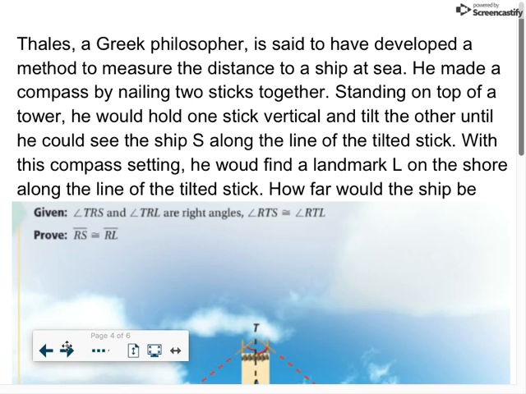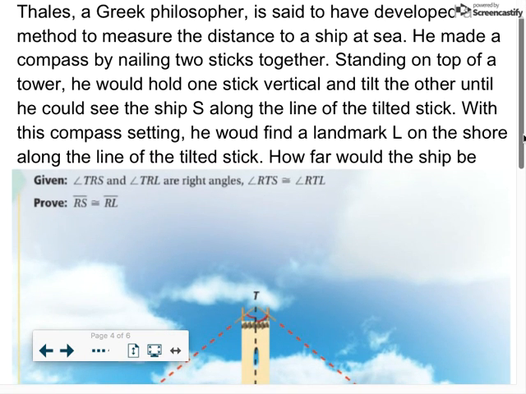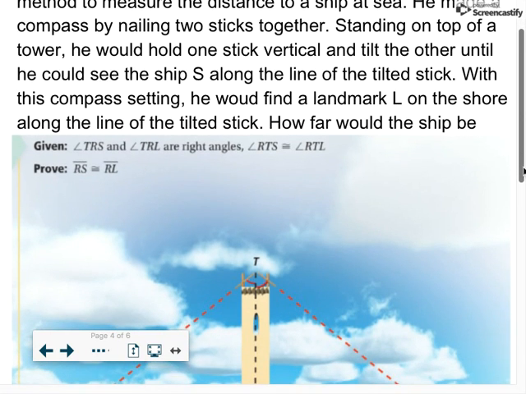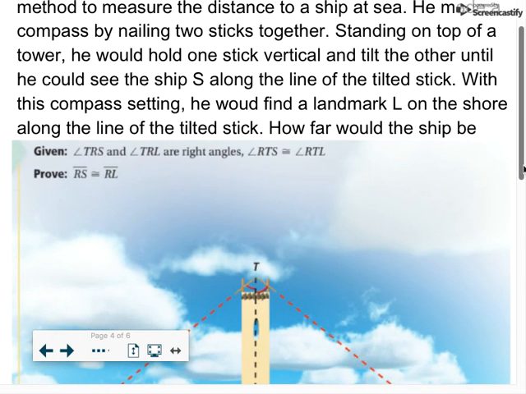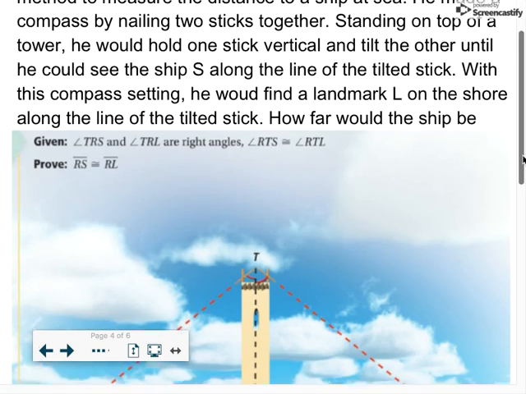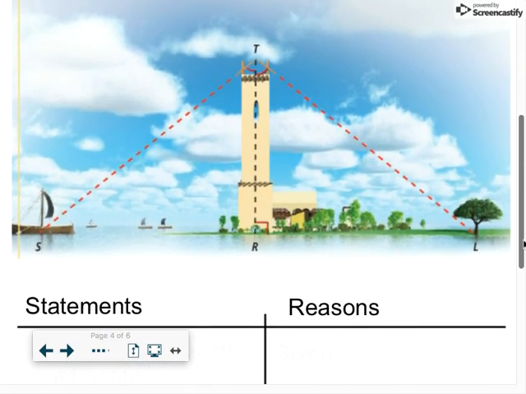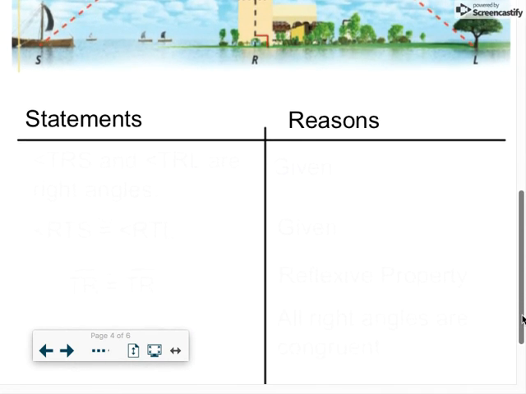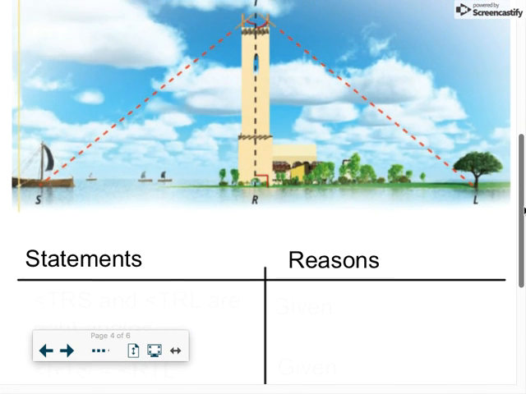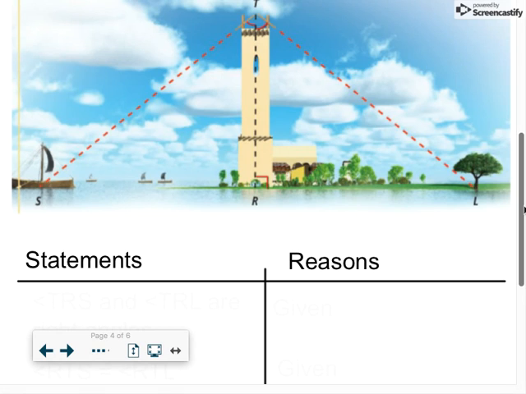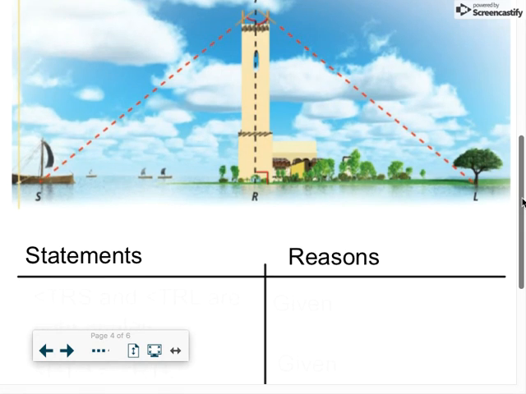Looking at this one, it says a Greek philosopher is said to have developed a method to measure the distance to a ship at sea. He basically used congruent triangles. Okay, so I'm not going to read through all of that, but that's how it worked. They want to know how far would the ship be from the lighthouse here. Really, I'm just going to look at it as another proof. So here's our picture. We just made a little bit more of a real life example. Want to know how far would that ship be from that lighthouse?